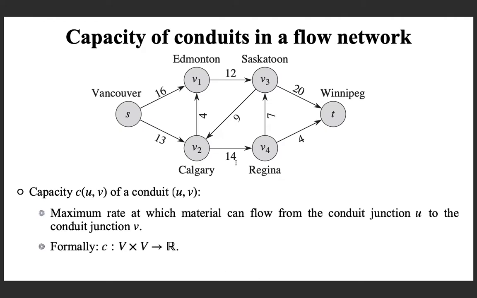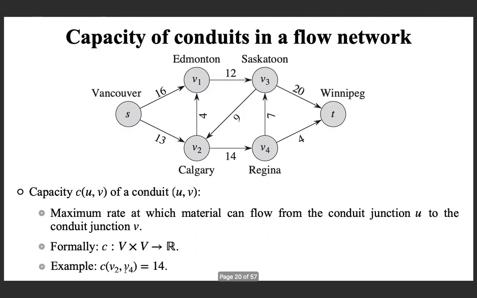Formally, capacity is a function from a pair of vertices to a real number. For example, the capacity of (V2, V4) is defined as 14. So in this figure, the edge labels are capacities. Each edge is representing a conduit, and on the edge there is a number labeling the capacity. I hope you are getting it. And a conduit is a pair of vertices or edge, and that is why it is a function from a pair of vertices to a real number, which is the capacity of that edge or conduit.